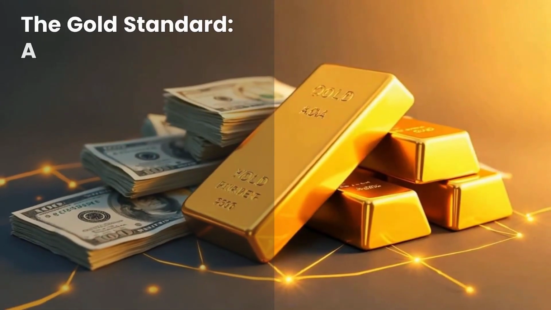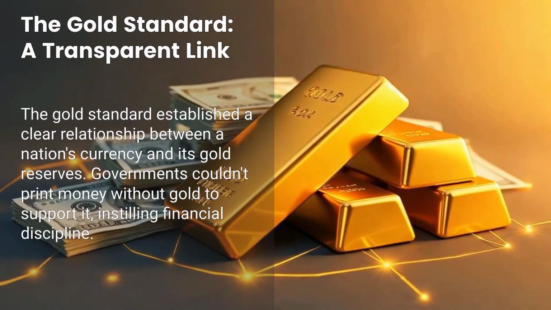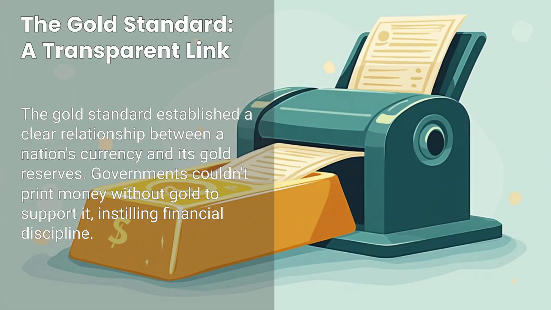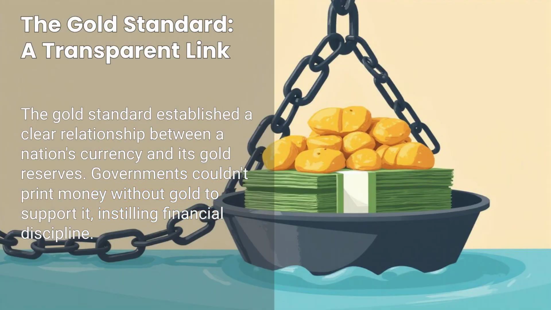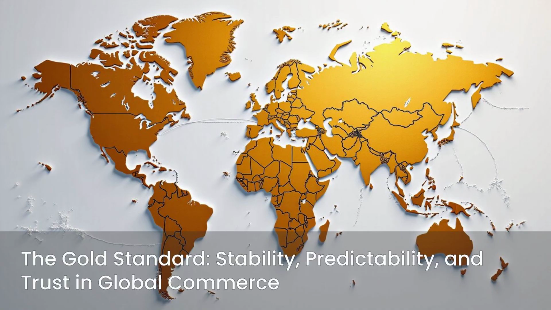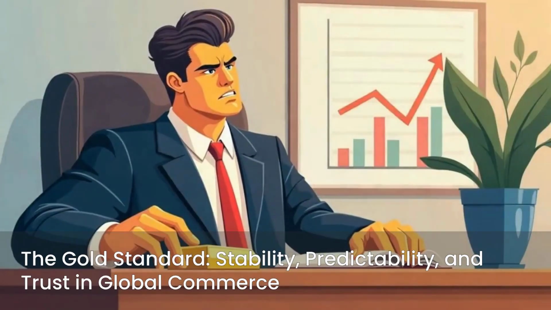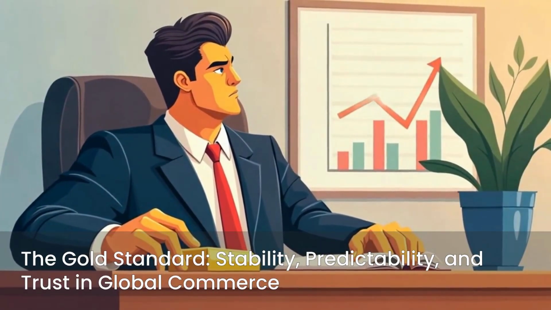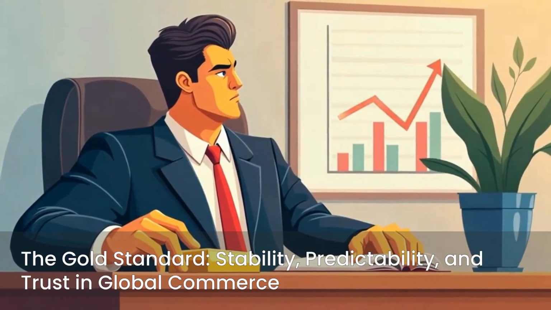This system created a direct and transparent link between the amount of currency in circulation and the nation's gold reserves. Governments could not simply print unlimited money without having the corresponding gold to back it up. This constraint was a defining feature, intended to instill discipline. The gold standard existed primarily to provide stability, predictability, and trust in an era of burgeoning global commerce. It was a deliberate choice to impose monetary discipline, limiting the ability of governments to inflate their currency.